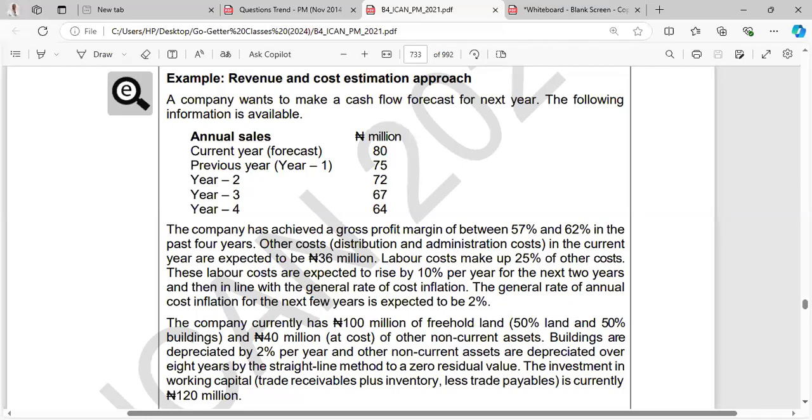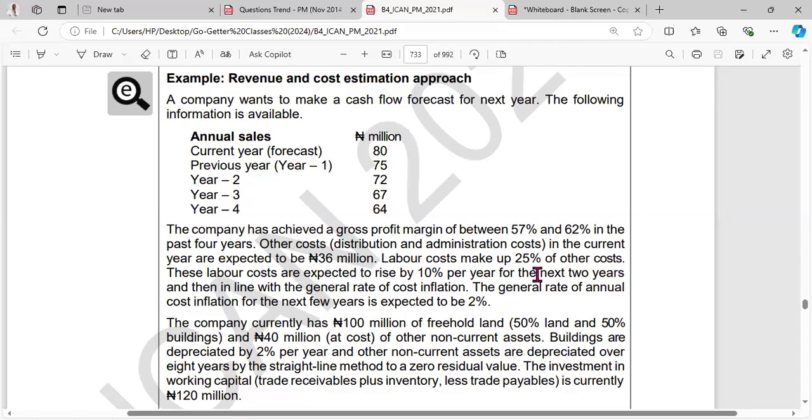So it was increasing. The company has achieved a gross profit margin of between 57 and 62 in the past 4 years. So between 57, possibly when it was 4 years back, and 62, possibly 1 year back. The other costs, which is distribution and admin costs in the current year, are expected to be 36 million. Labor costs make up 25% of other costs.